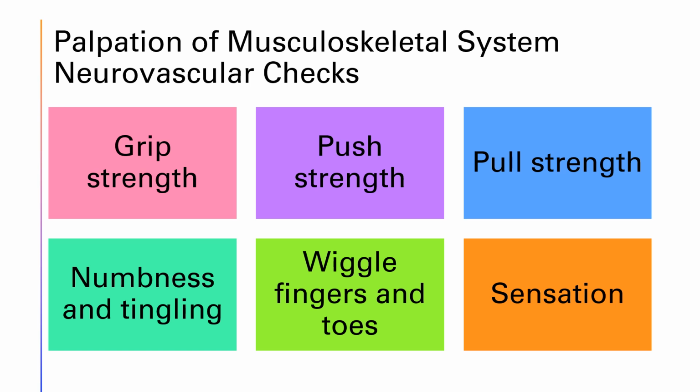Numbness or tingling in the fingers and toes is not a normal finding, and it means something is wrong with their nerves. They should also be able to feel us touching with our fingers and their toes equally on all extremities. If they can't feel us touching them on an extremity, there's an issue.